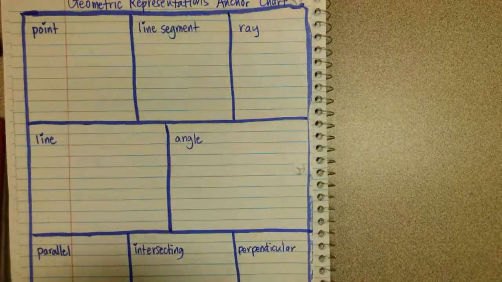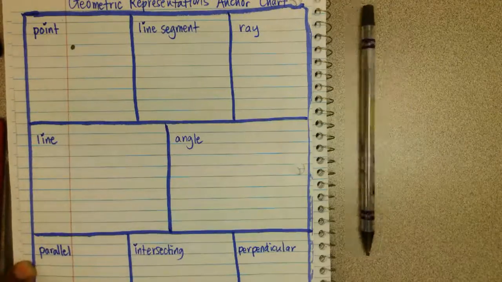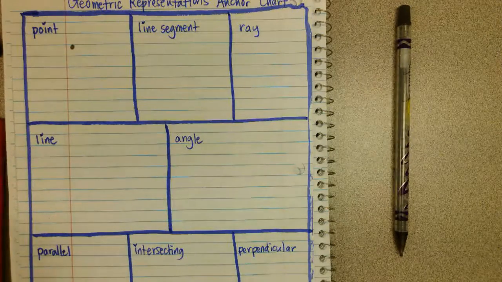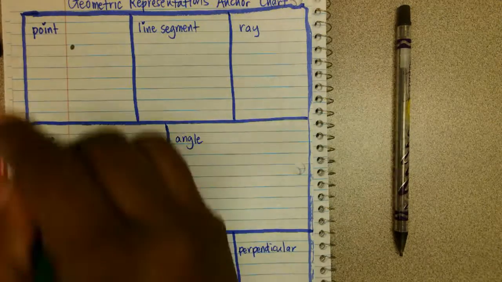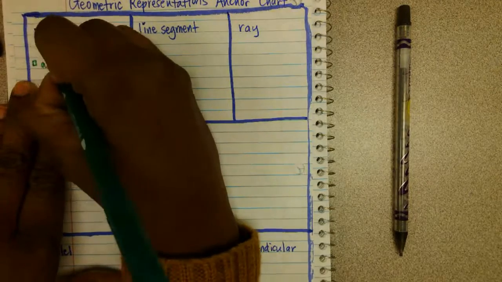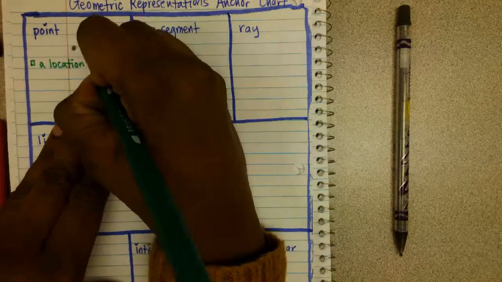So the very basis is a point. I'm going to draw a point right there. And the first thing you want to do is define what a point is. A point is a location in space.